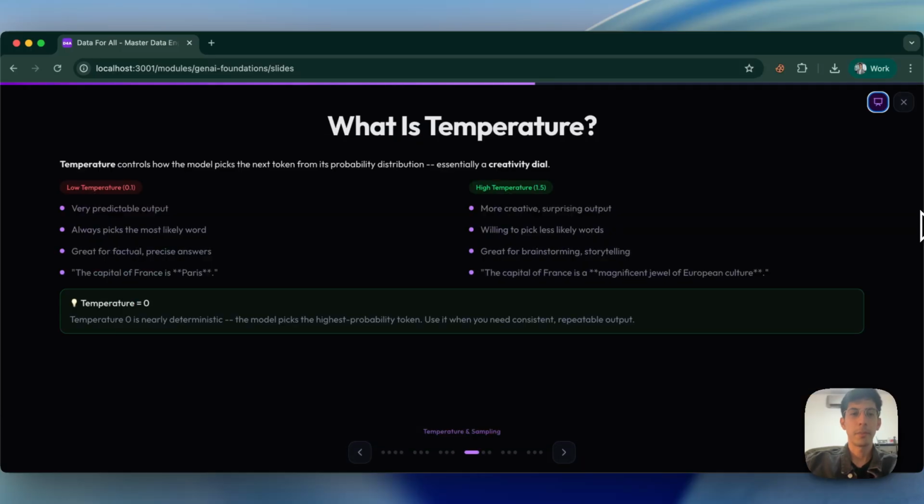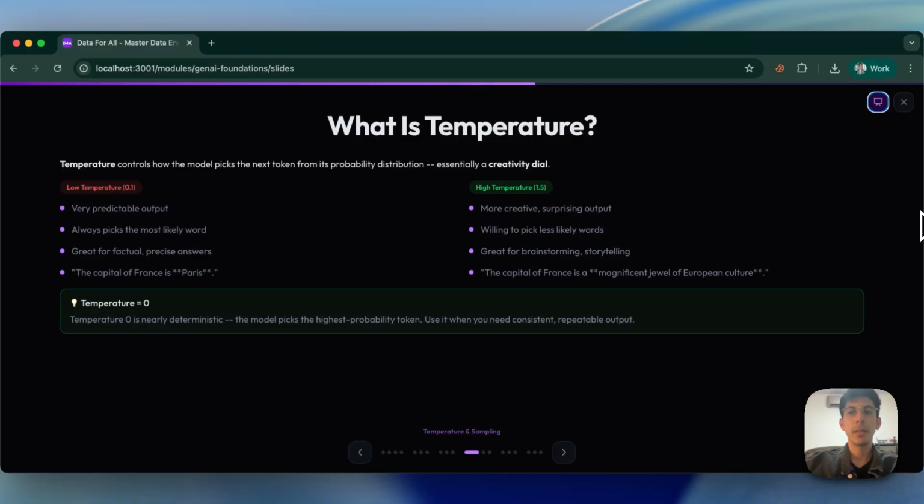Alright, so we have been talking about how LLMs generate text. They predict the next word, or more accurately, the next token. But here's the next thing. When the model predicts the next token, it does not just pick one. It actually calculates a probability for every possible token in its vocabulary. We're talking tens of thousands of options.